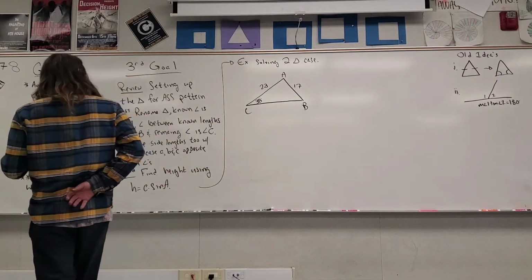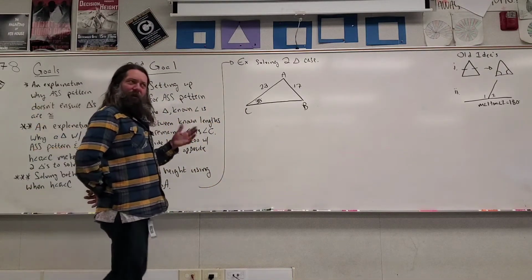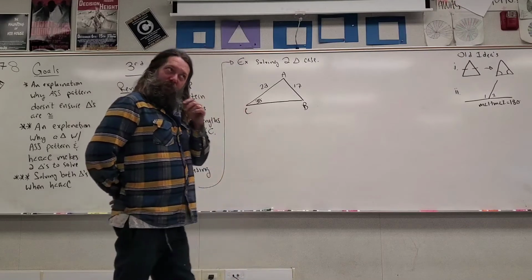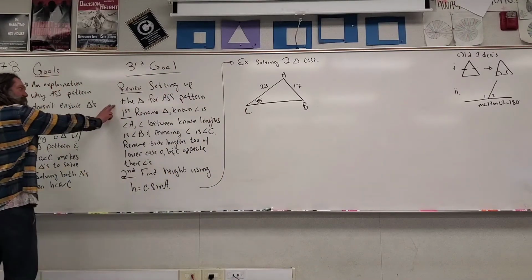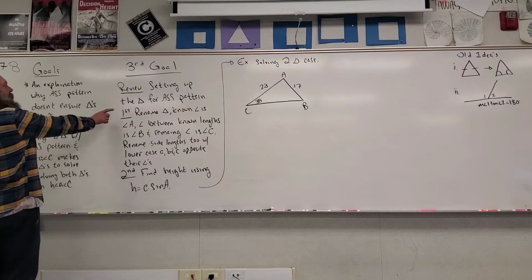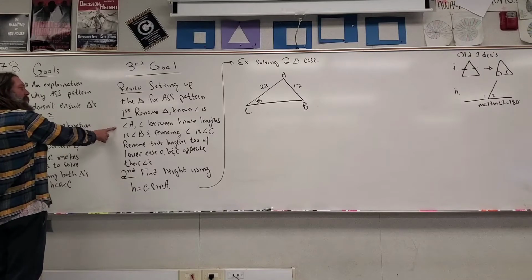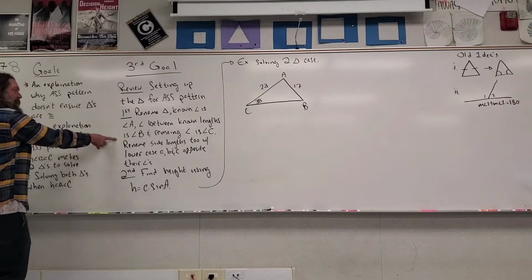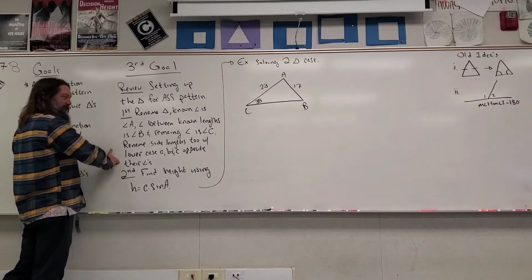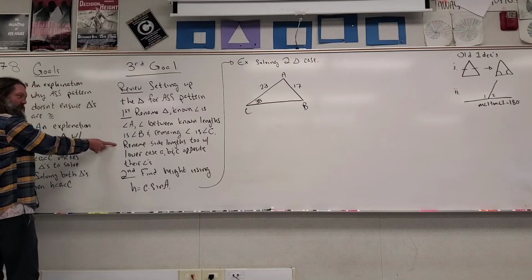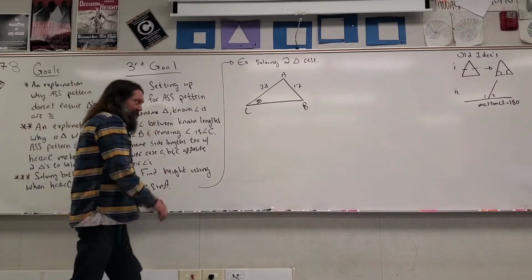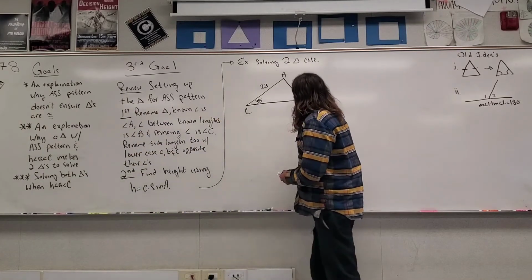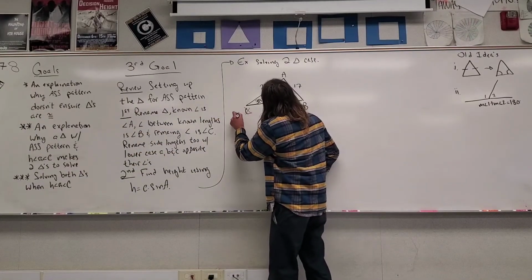All right, so you're not going to quite know when you have the two triangle situation, so let's go through setting it up. So setting up the triangle for the angle side-side pattern. First, rename the triangle. The known angle is angle A. Angle between the known lengths is angle B. The remaining angle is angle C. Rename the side lengths too with lowercase letters a, b, and c opposite their angles. So I'm going to do that to this one. The known angle is angle A.